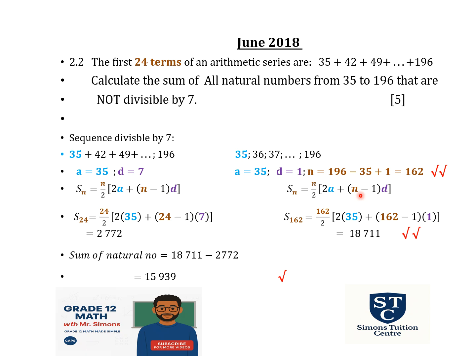If we take all the natural numbers, so we have 162 terms. A is 35, n is 162 minus 1, and d is 1. That gives me a total of 18,711. So the sum of the natural numbers, 18,711, minus 2,772, those that divide by 7, then gives me 15,939. And that is the sum of my natural numbers that don't divide by 7. Right, so marks: 1 for A and D, 1 for A and D on this side, 1 for getting the sum to 24 terms, 1 for getting the sum to 162 terms, and the last mark for getting 15,939.